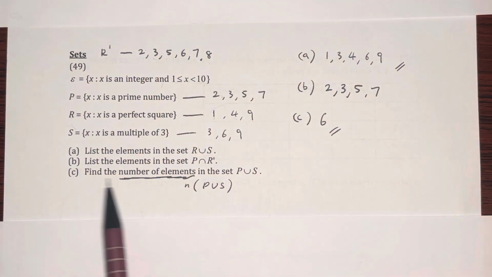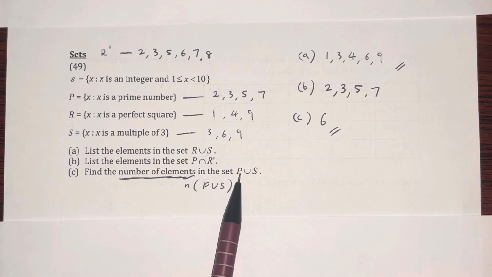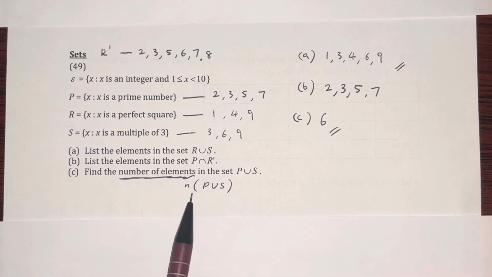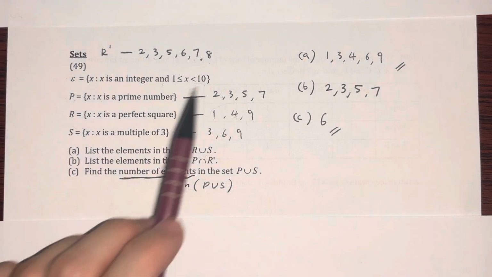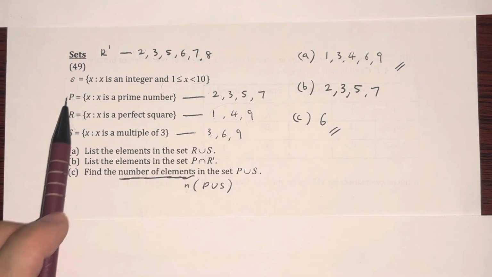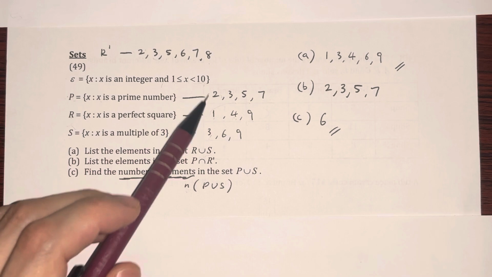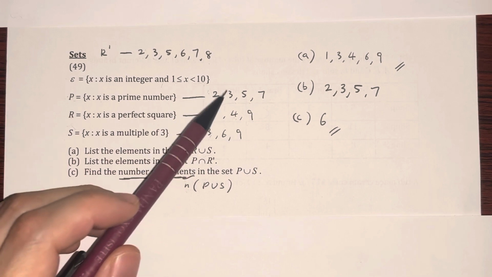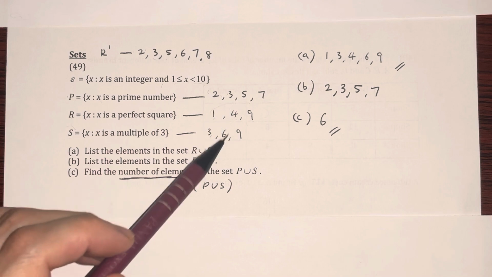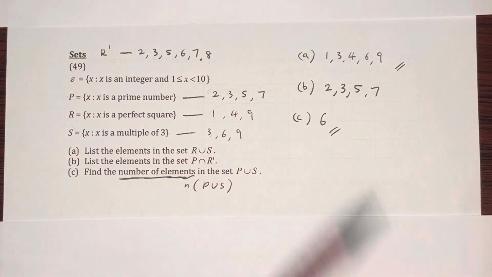Okay. Next, the number of elements in the set P union S. So number of elements can also be written as this, an n and bracket the thing. So this is number of elements, not the elements, number of elements. So P union S, so it will be this and this. Okay, P union S, so it's basically these two added together all the way. So it will be 1, 2, 3, 4, 5, 6. 6 items. So that's the answer.